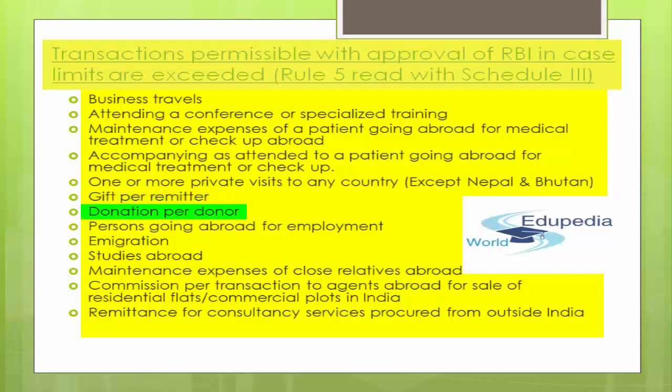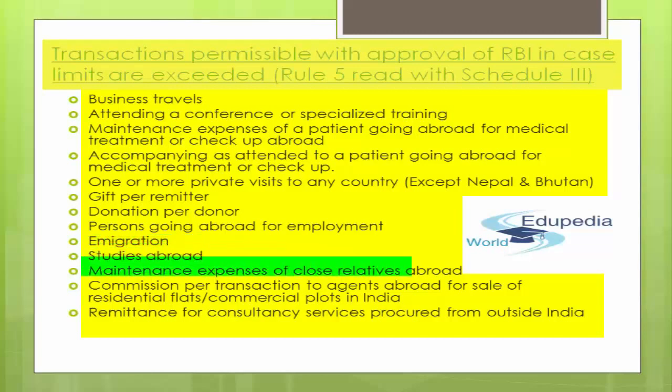Donation can be done, but per donor. How much donation? That is fixed in terms of limit by RBI from time to time. So that gets revised from time to time. So if in case you exceed that limit, you need to have the approval of RBI in place. Next will be the person who is going abroad for employment. Next, immigration. If you are going for studies abroad, then you need to have that approval of RBI if in case you are exceeding that limit prescribed.